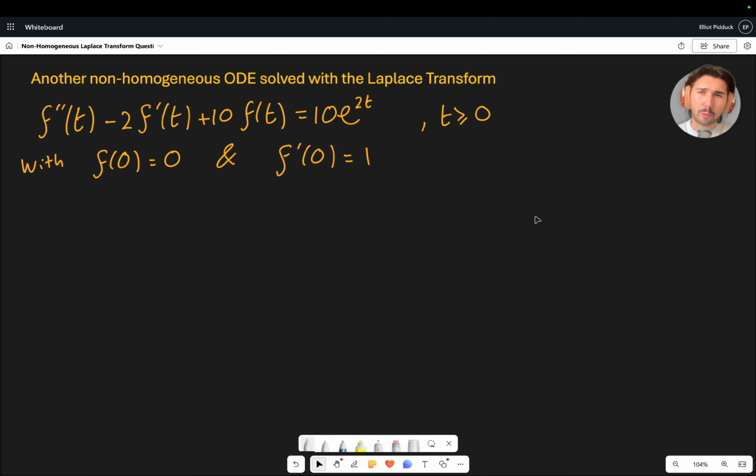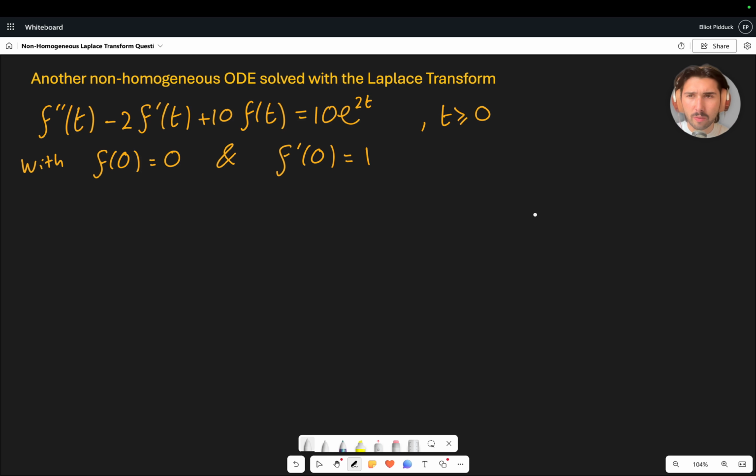The second ordinary differential equation is going to be solved using the Laplace transform today. So if you've not seen the first video, go and check it out. It came out a few days ago, but today we're looking at another non-homogeneous ordinary differential equation solved with the Laplace transform.